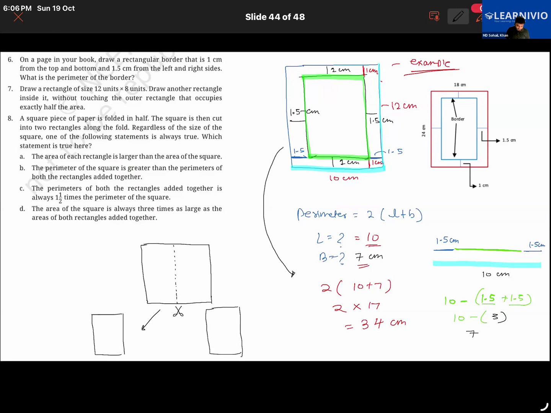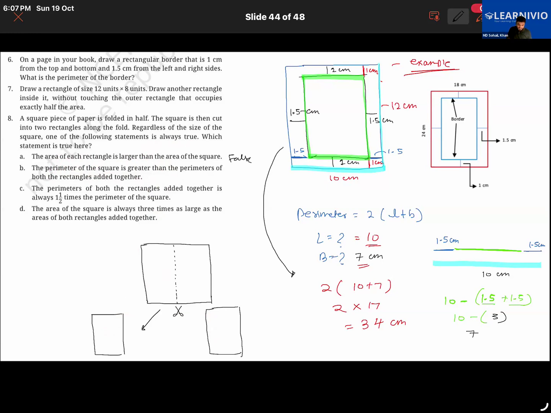Regardless of the size of the square, one of the following statements is always true. Which of the following statements is true? Statement A says that the area of each rectangle is larger than the area of the square. Is it possible that the area of each rectangle will be larger than the area of the square? Obviously no. So that is false, because the area of each rectangle is going to be half of the square.